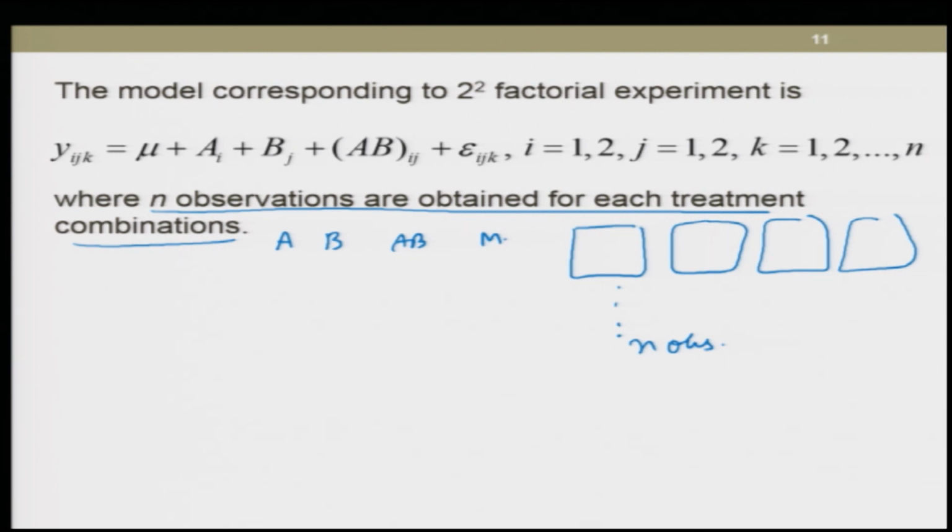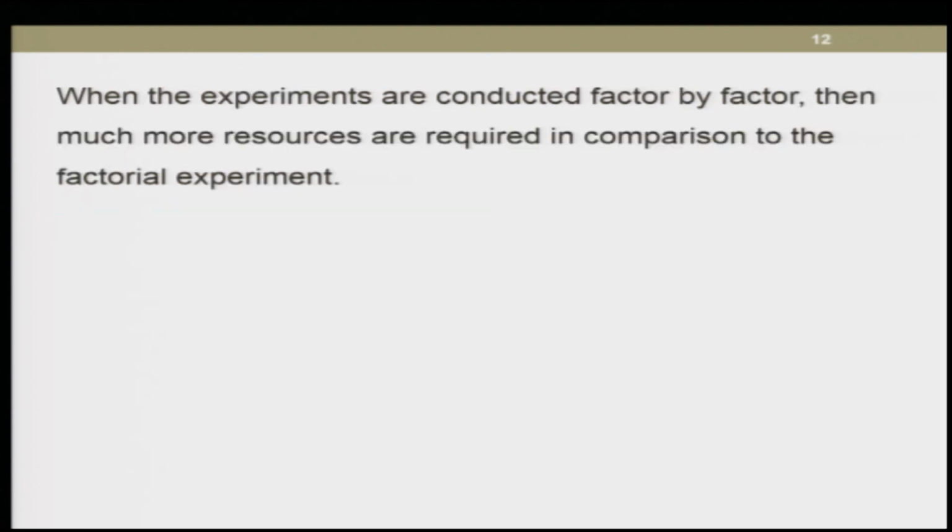Right. So, now in this case this model will be written as yijk, which is the kth observation obtained when the ith level of A and jth level of factor B is given. So, this is the meaning of yijk, which can be written as mu plus ai plus bj plus interaction effect AB plus random error component epsilon ijk. So, this is basically the model which is going to be considered for the analysis of variance, right.